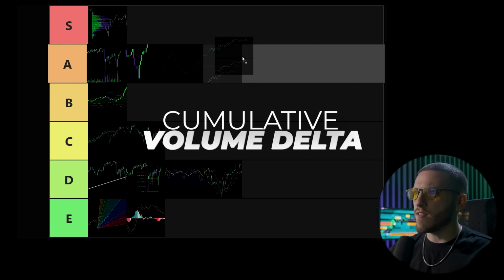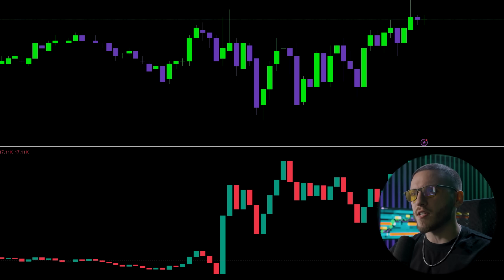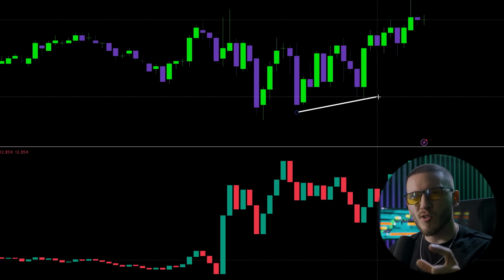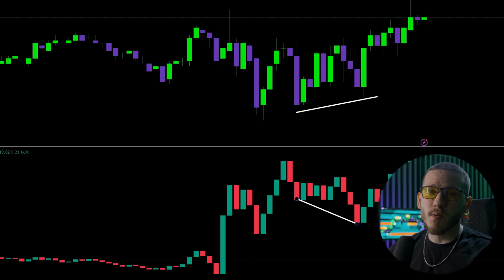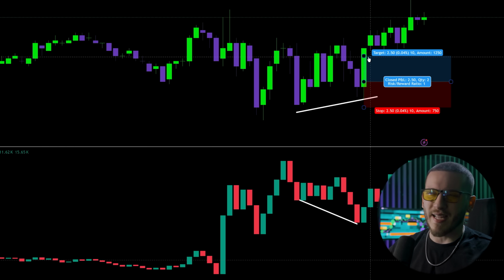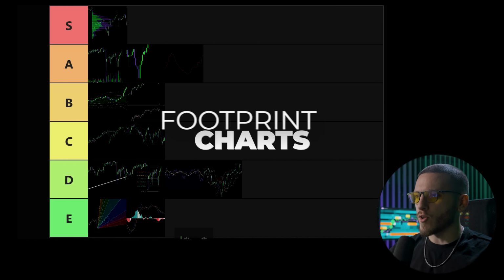Then we have the CVD, the Cumulative Volume Delta, and I would give this also a solid B tier because it gives you the net volume pressure inside of a candle, but it's not like the holy grail of order flow. And most people just use it to see divergences mechanically, and by themselves, again, they don't work that well. And now we get to the sauce.